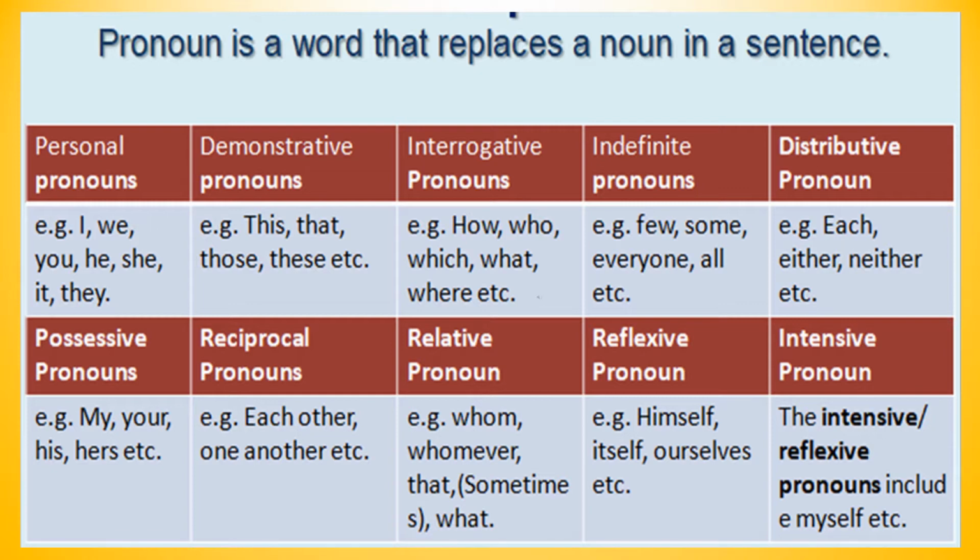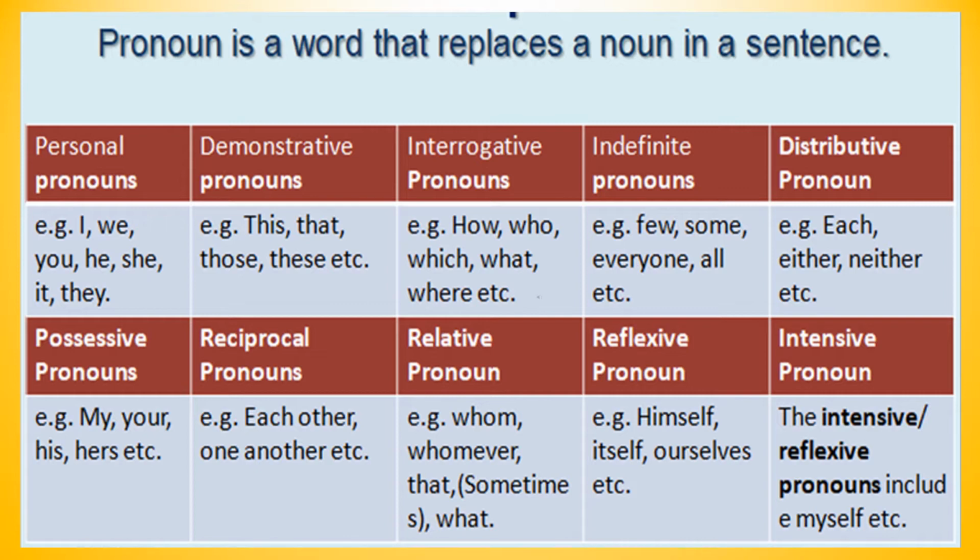Reflexive pronouns are words ending in self or selves that are used when the subject and the object of a sentence are the same. For example, I believe in myself. More examples of reflexive pronouns are himself, itself, ourselves, etc.